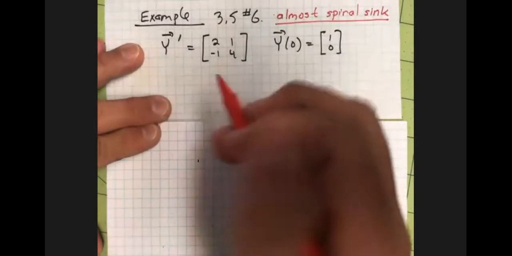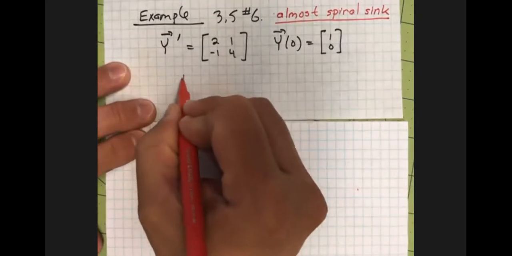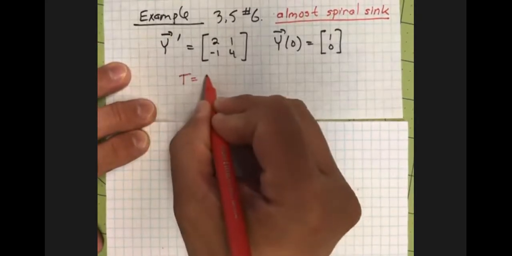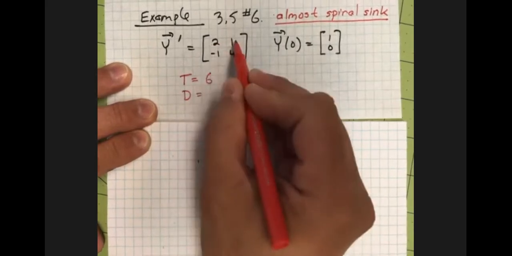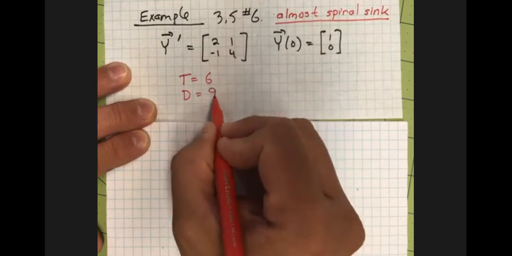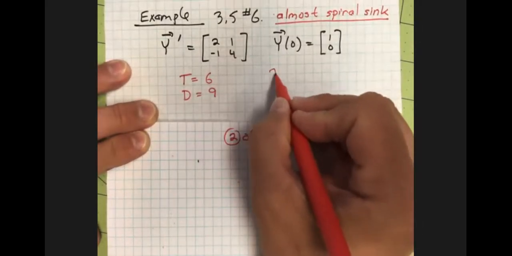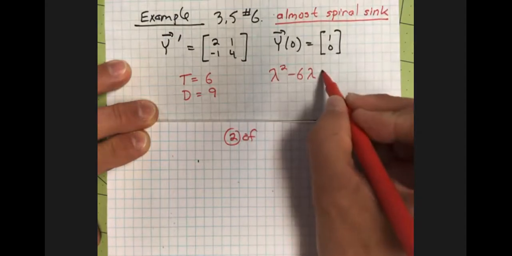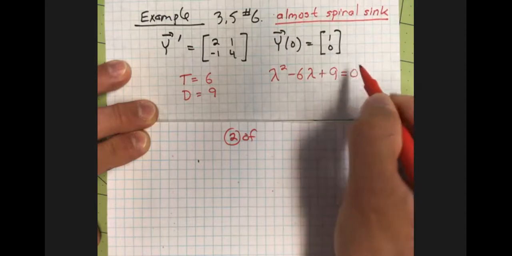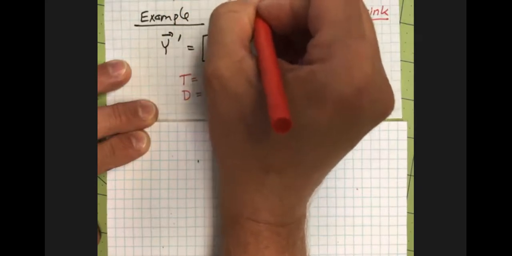Slide our paper over. Number our pages. But remember, here's the first thing we do. Whenever someone hands us a matrix, we write down the trace. We write down the determinant. 8 minus negative 1 is 9. And then we write down the characteristic equation, lambda squared minus 6 lambda plus 9 equals 0. Remember, the characteristic equation is always lambda squared minus trace lambda plus determinant equals 0.